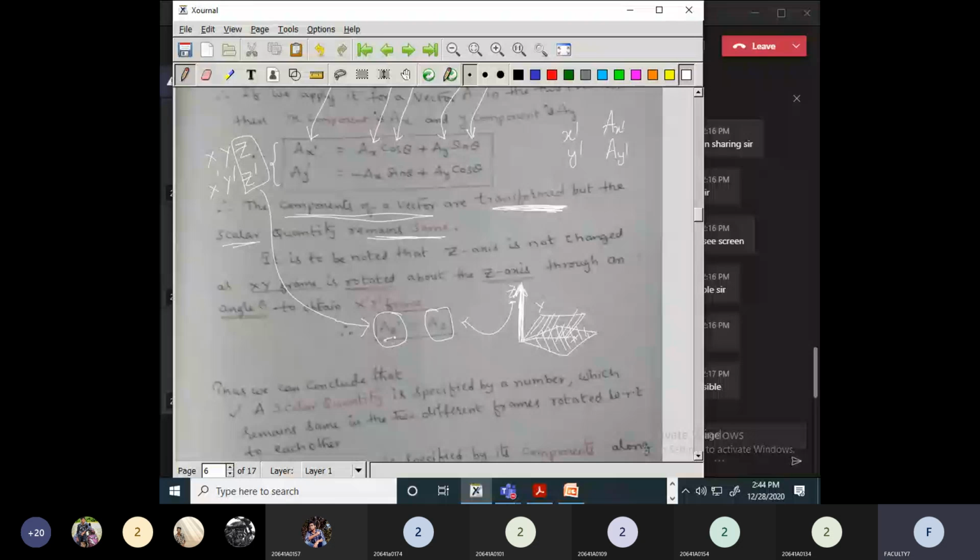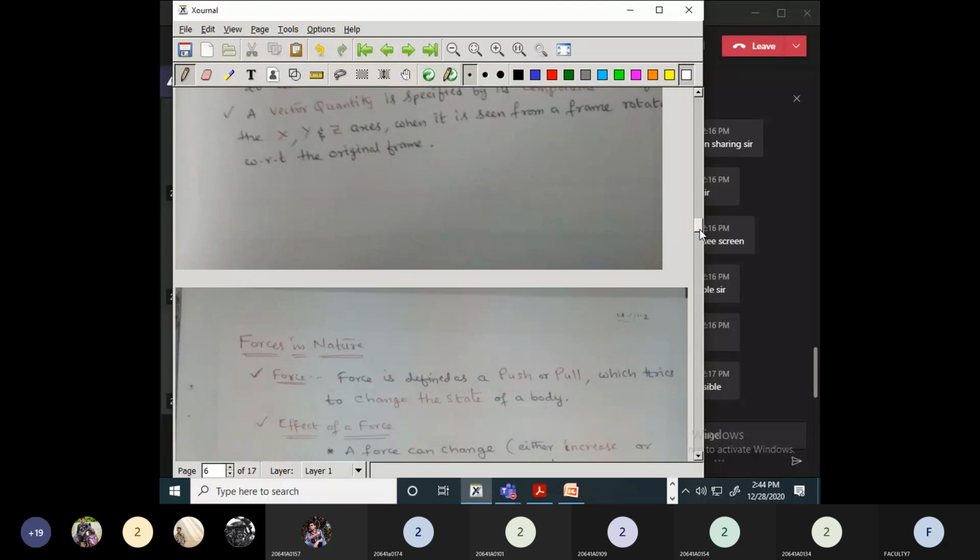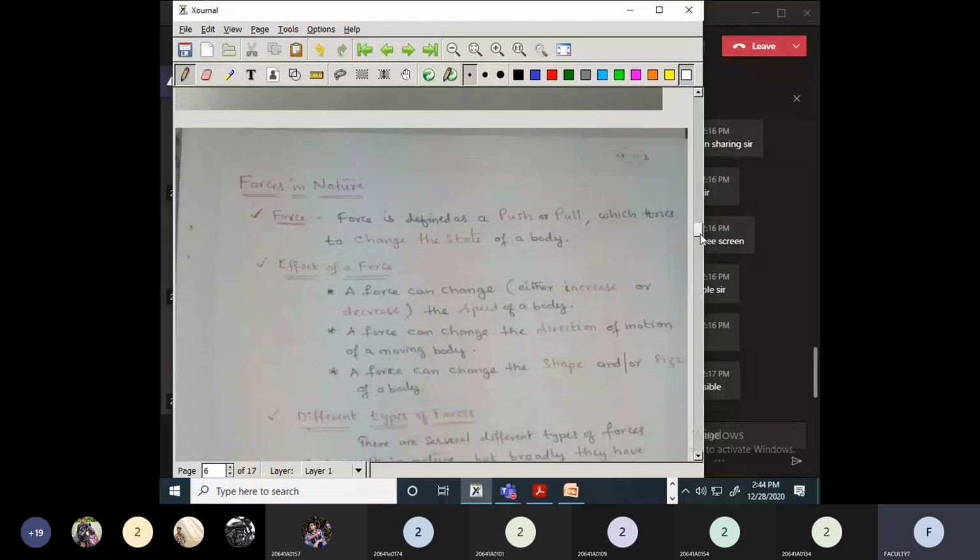So for x prime, y prime, the third component is az prime. Similarly, for x and y, this is the z component. Both the components are remaining the same. What is the reason? The z axis is not changing. It is remaining constant. So these were the things that we had seen, the mathematical things that were explained.